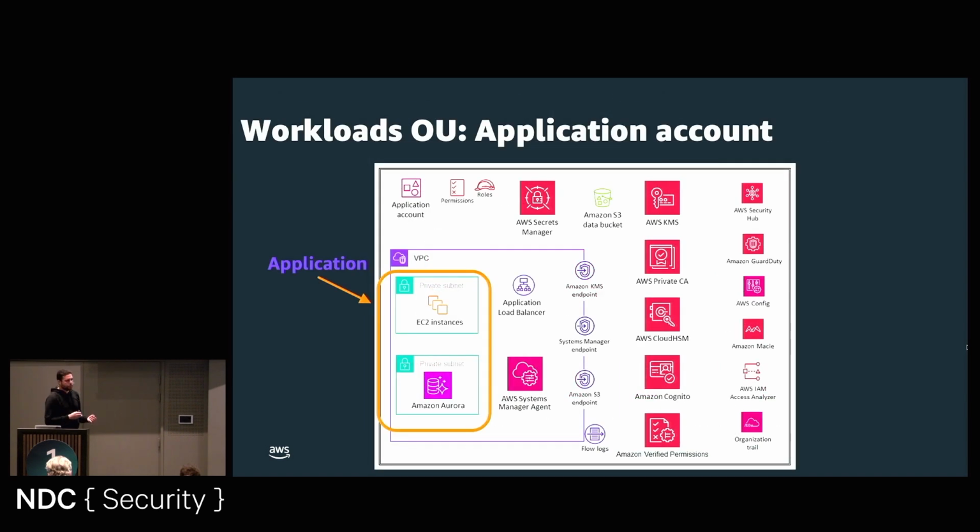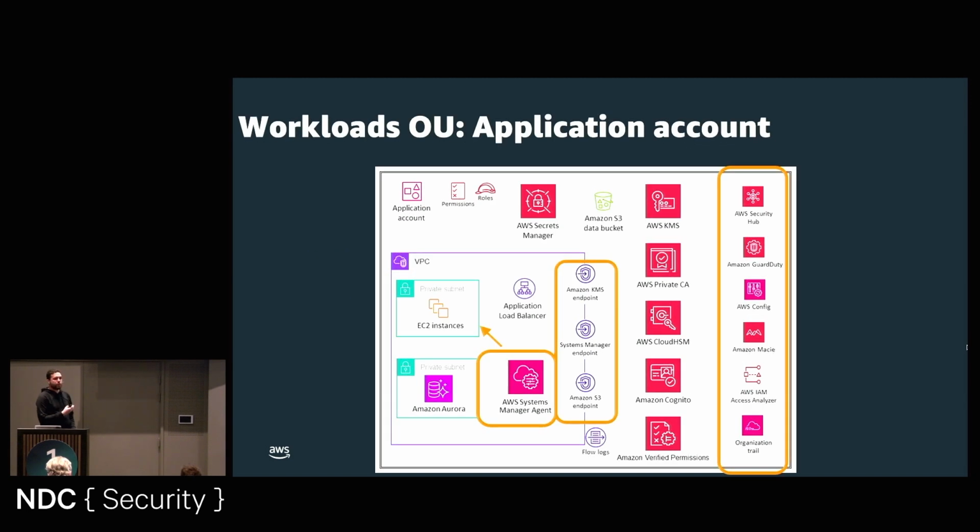The last OU is the Workloads OU, which contains an application account. These would be the different OUs you have in your organization, in which you're going to run your own accounts where your applications reside. And for the sake of showing you an example, we just have an application running here on a handful of EC2 instances that uses Amazon Aurora as a database. Now let's see how we can apply security at our application account level.